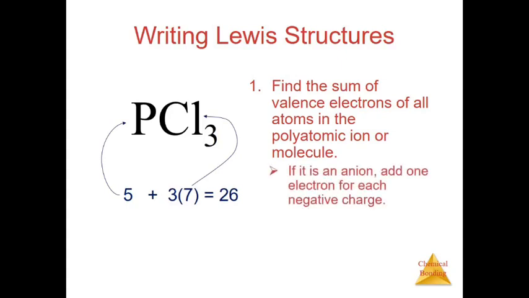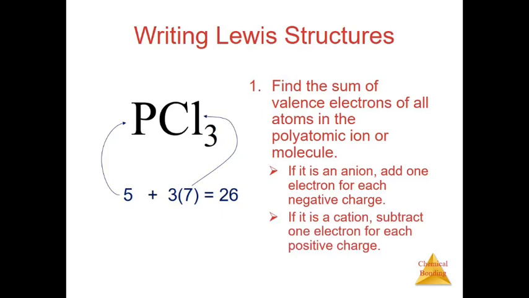Step number 1, you find the sum of valence electrons of all the atoms, either in the neutral compound or the polyatomic ion. If it is a polyatomic ion, ions can have positive or negative charges. So if it's an anion, meaning a negative charge, you add 1 electron for every negative charge you have. So if you're dealing with a sulfate ion with a 2- charge, you would add 2 extra electrons to your total.